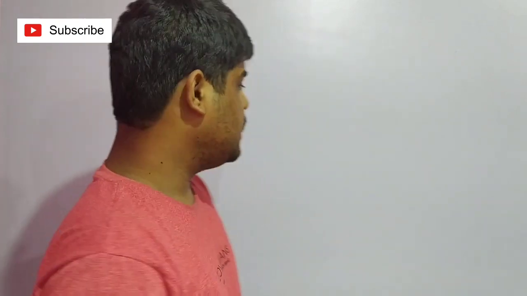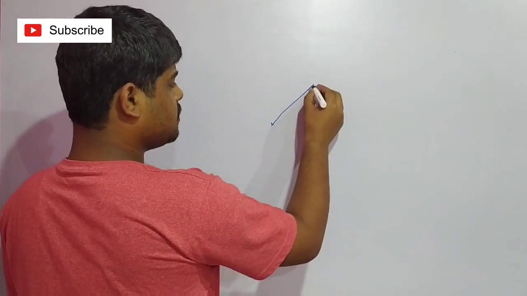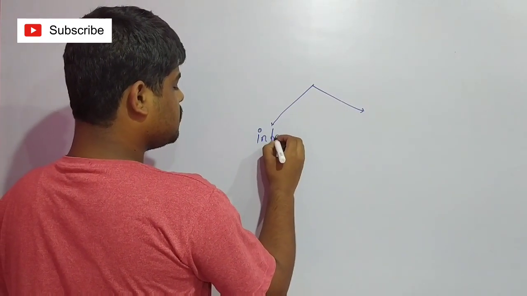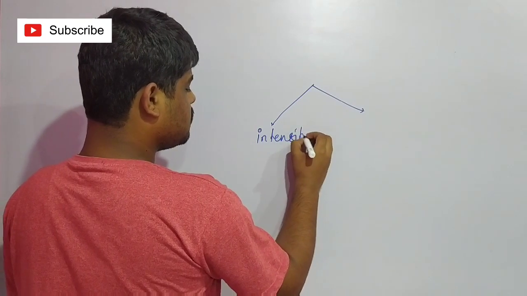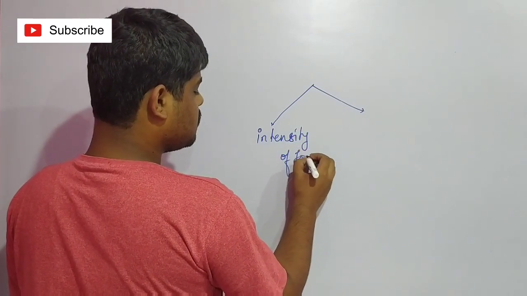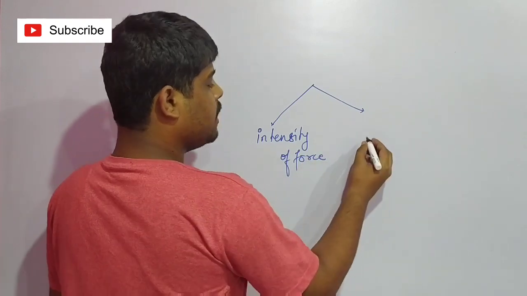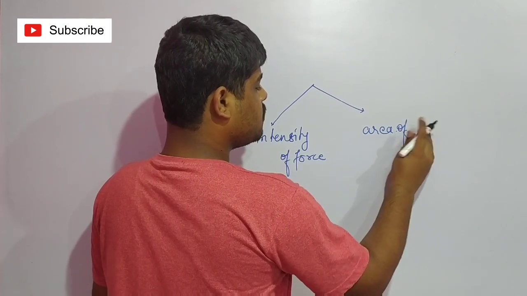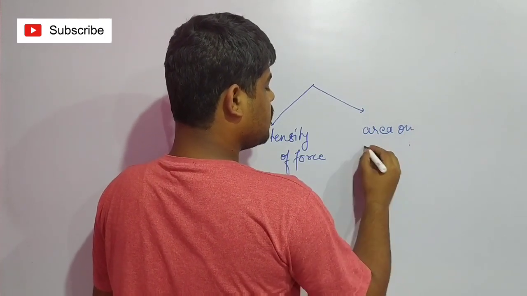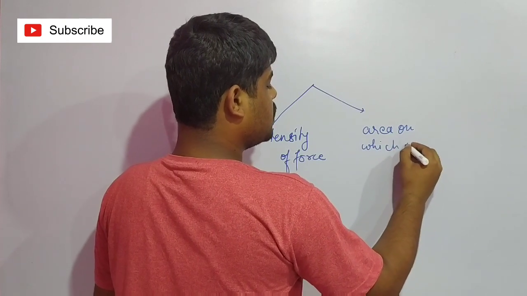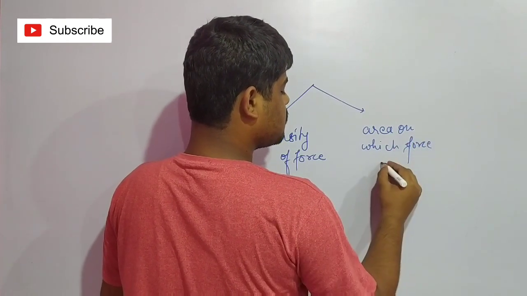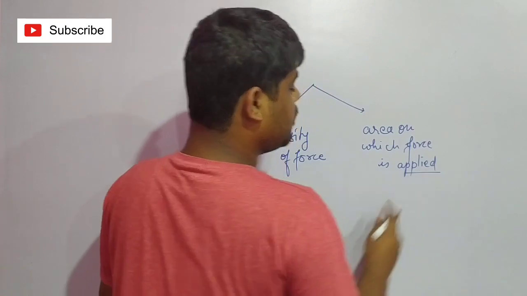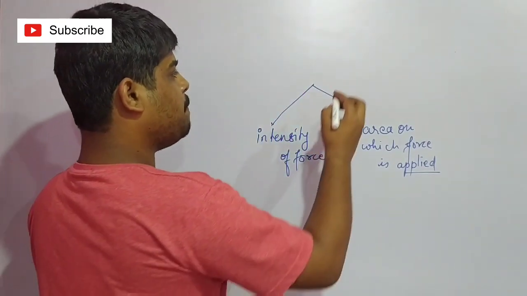Now this effect of the force depends upon two things. First is the intensity of the force. And second, the area on which force is applied. Now this effect of the force which is produced on an object is named pressure.